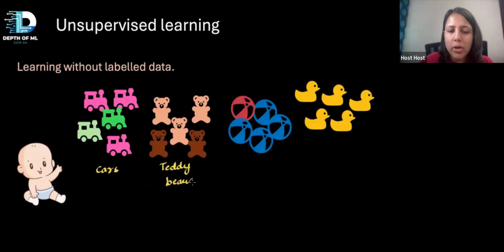The child might not know the name of these cars, or the name of these toys, but they can segregate them, right? And this is a duck toy, right? So the child did not know the labels of these toys, still it was able to cluster them. Why do you think the child is able to cluster them separately?